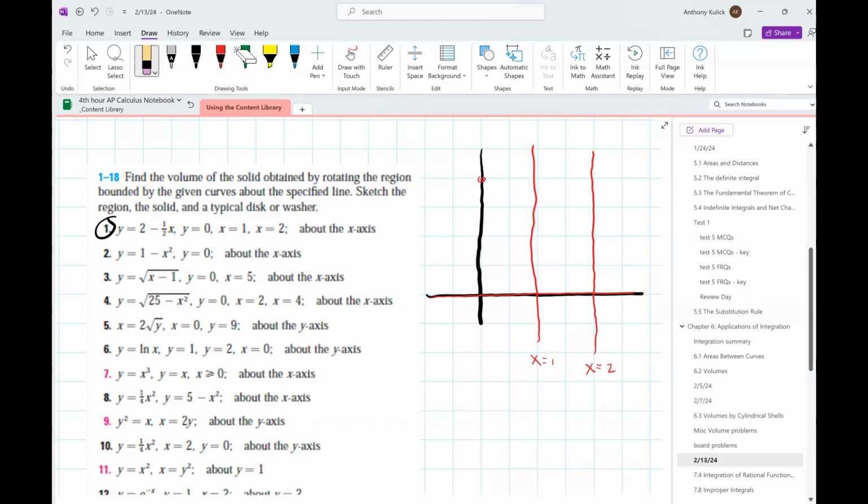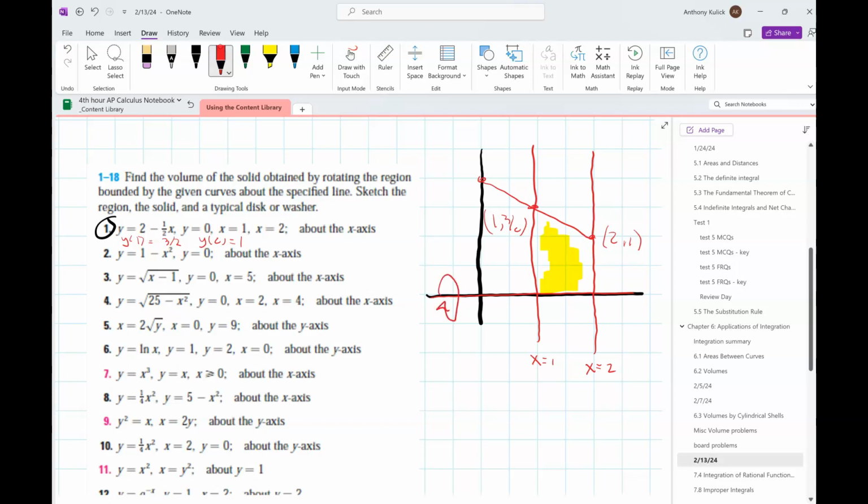So let's actually find out the points. When I do y of 1, I get 3.5. When I do y of 2, I get 1. I have markers for a reason, right? There's my shaded region. And we're rotating about the x-axis.